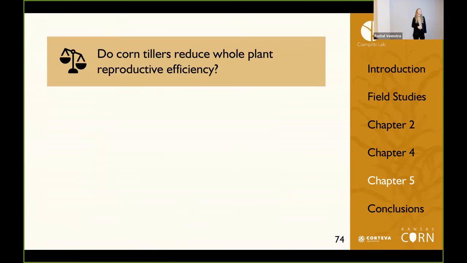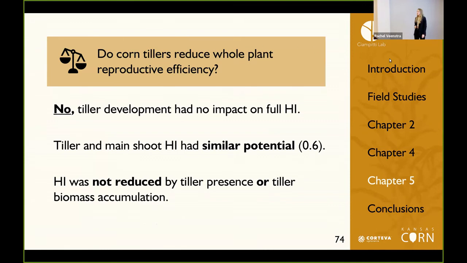So do corn tillers reduce whole plant reproductive efficiency? In our case, they did not. Corn tillers had no impact on the full harvest index that we saw in any of our sites. Tiller and main shoot harvest index both had similar potential. We saw values up to 0.6, which is very high. That has been reported previously for tillered phenotypes, though, so that's not totally outrageous. The harvest index was not reduced by the fact that we had tillers there or by how large or how many tillers were growing on that plant.